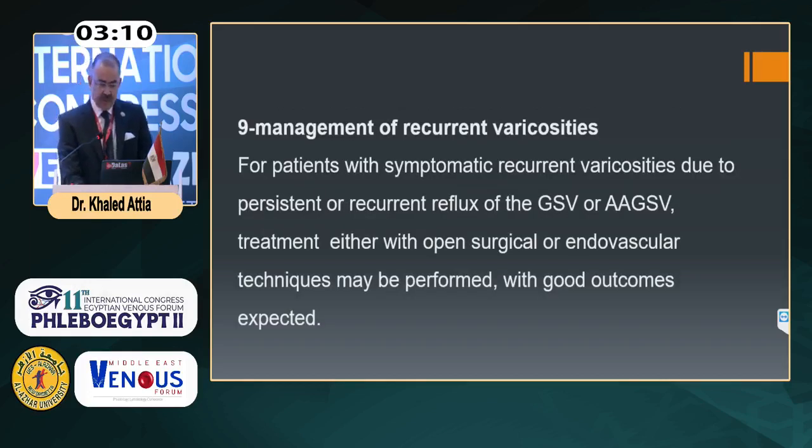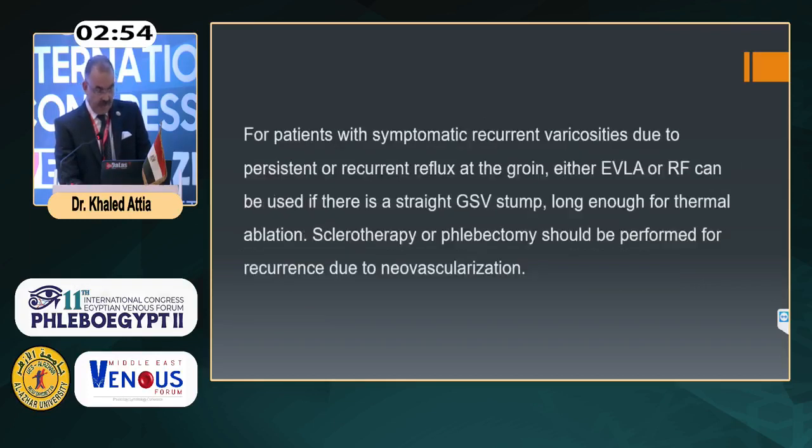Management of recurrent varicosities. For patients with symptomatic recurrent varicosities due to persistent or recurrent reflux of the great saphenous vein or anterior accessory great saphenous vein, treatment either with open surgical or endovenous technique may be performed with a good outcome. For patients with symptomatic recurrent varicosis due to persistent or recurrent reflux at the groin, either endovenous ligation or radiofrequency can be used if there is a straight great saphenous vein stump long enough for thermal ablation. Sclerotherapy or phlebotomies should be performed for recurrence due to new vascularization.